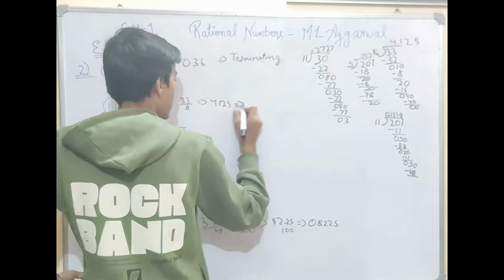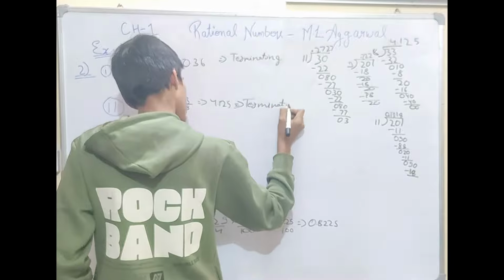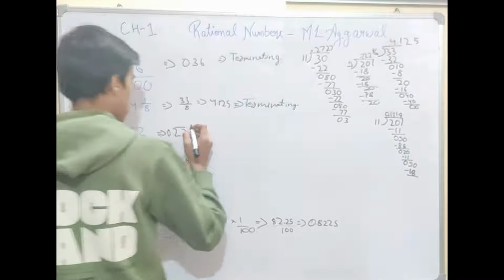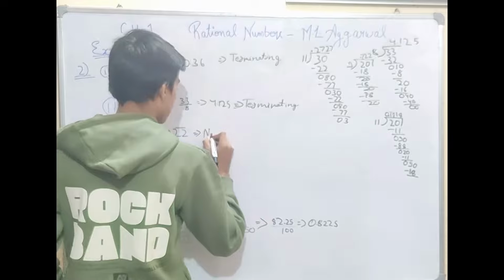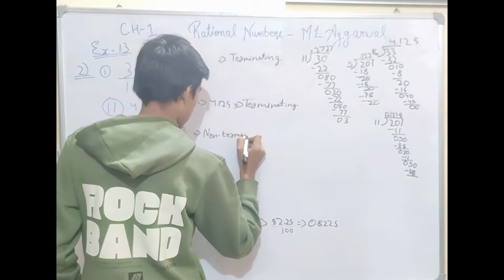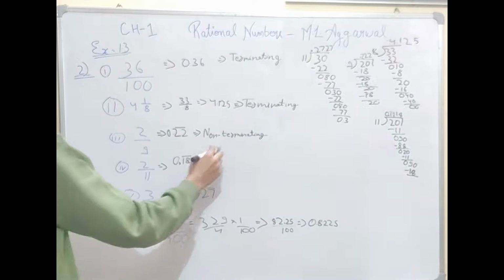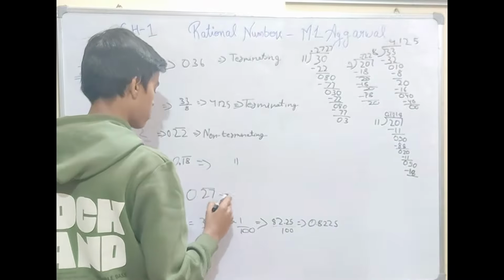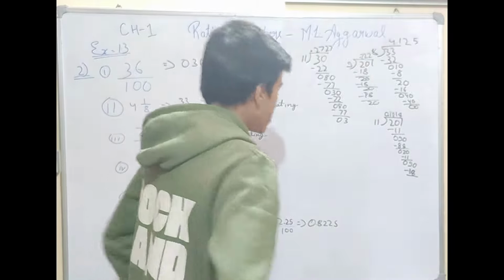Terminating. .125 also terminating. 0.22 with a bar, it is non-terminating. Why? Because it has a bar, or it is endless number of times. .18 with a bar, it is also non-terminating. 0.27 with a bar, also non-terminating. 0.8225, it is terminating.